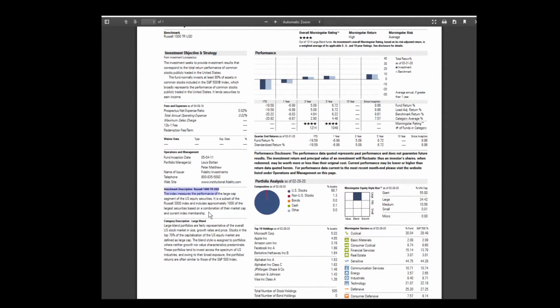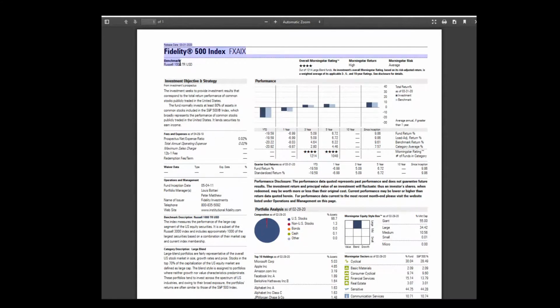So the benchmark description is what you get for what's known as an index fund. So the index funds typically are trying to match the performance of something else. Here, our benchmark is the Russell 1000. So what they're trying to match is the entirety of the Russell 1000, which is also listed up here when they list their benchmark. So non-index funds aren't typically going to have a benchmark, but sometimes they'll just say, oh, well, our benchmark is the S&P 500.